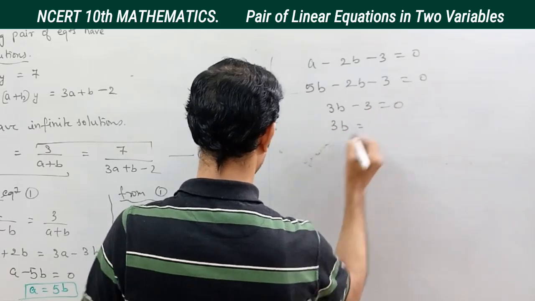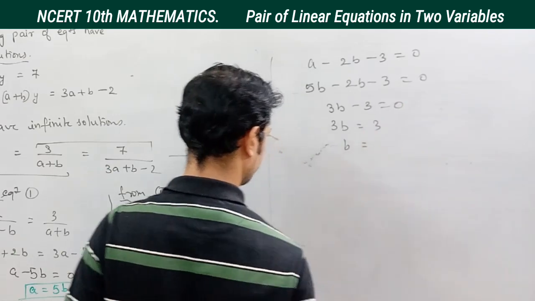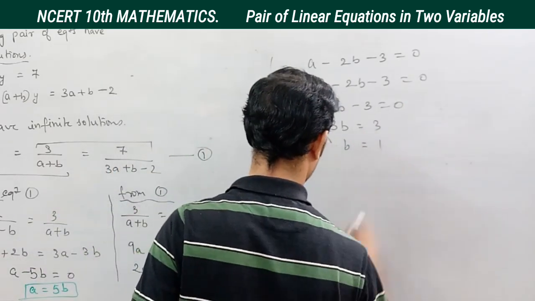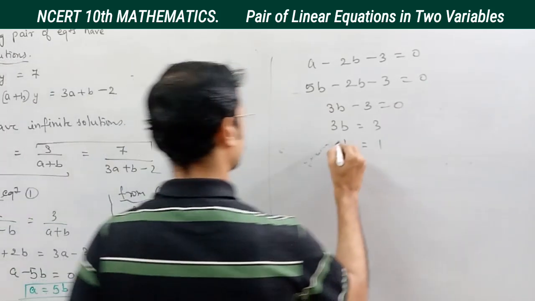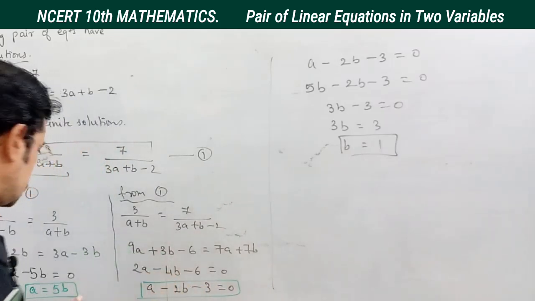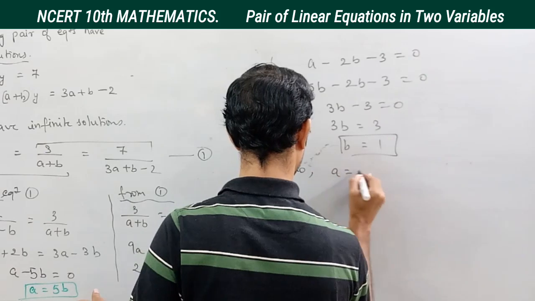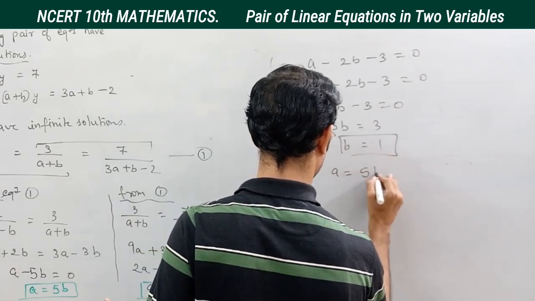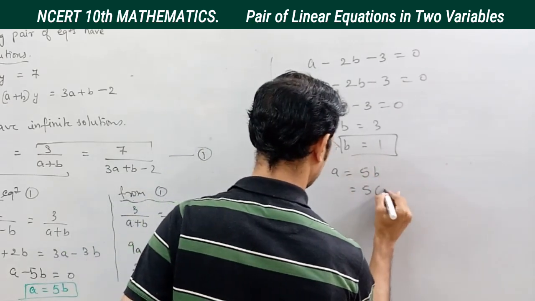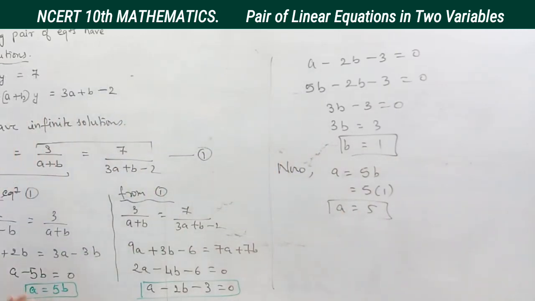So we have 3b equal to 3, or b equal to 1. Okay, so b is equal to 1. So when you put b equal to 1 in any one of the equations, especially this one, we have a is equal to 5b, that is equal to 5 into 1, and that is equal to 5.